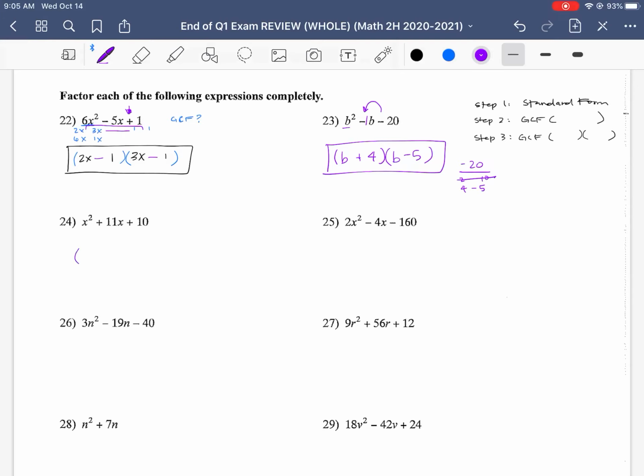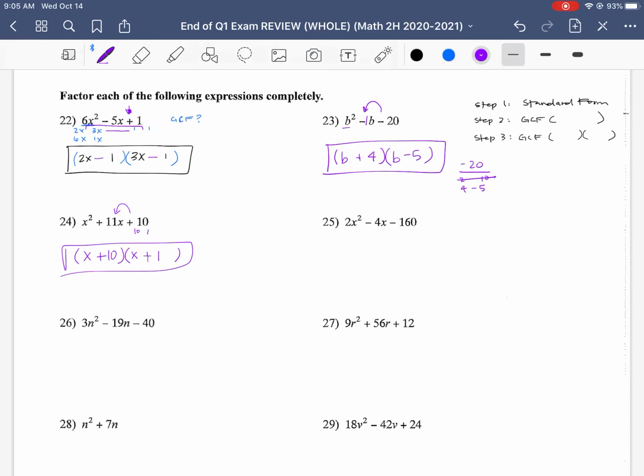Awesome. 24, very similar. Notice everything's positive here, and there's no greatest common factor, so we go x and x. We need factors of 10 that add to 11, so that would be 10 and 1, and again, everything is positive on this one.